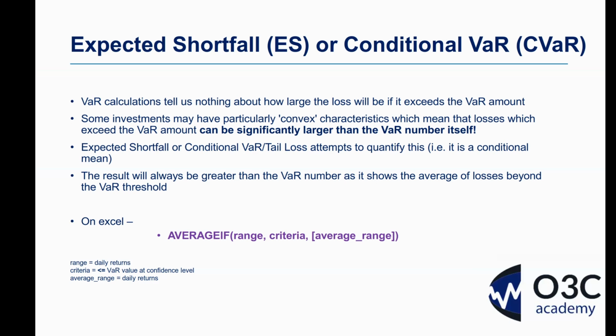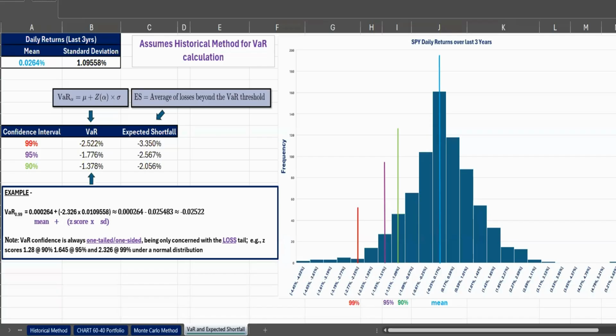An expected shortfall or conditional VaR, CVaR, or tail loss, whatever you want to call it, attempts to quantify this. So in other words, it's a conditional mean. And the result, as you'll see on the Excel spreadsheet when we return there one more time, will always be greater than the VaR number, as it shows the average of losses beyond that VaR threshold. Now, how are we going to calculate this? Once again, Excel's got a lovely function to do this. You can see it on the screen right now. I'll show you how we look at it on the Excel spreadsheet. So on this final tab, I'm using 3 years of data this time, not just the 1 year that we've been using previously.